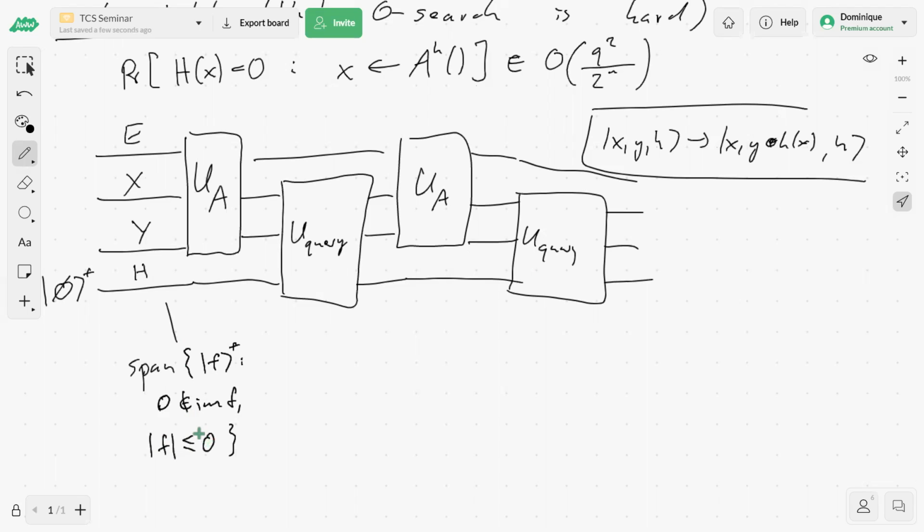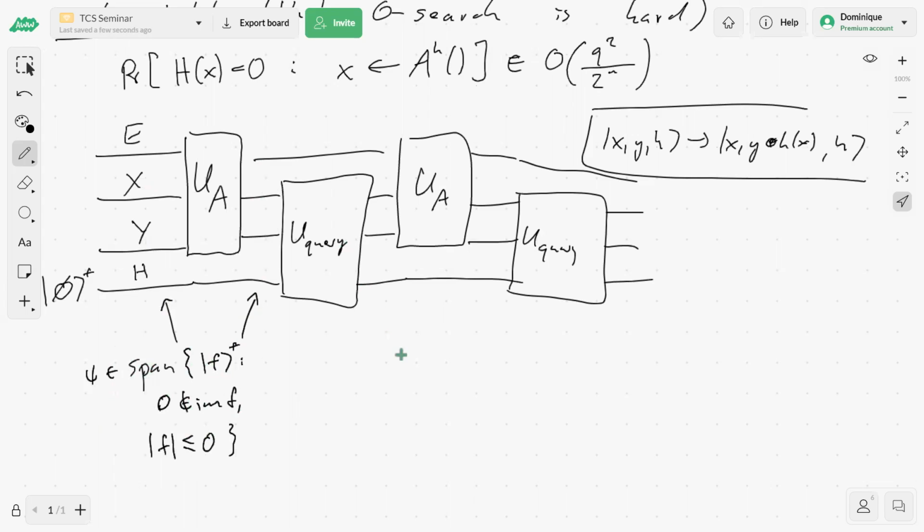Okay, and now we will go through this circuit step by step and see what changes. So first we apply UA. Since UA only operates on these 3 wires, it has no effect on the invariant. So here we had that the state, let's call this the state psi, like the state of everything, is in here. And after UA, the same thing holds. The state psi has changed, but the fact that it's in the invariant has not changed.